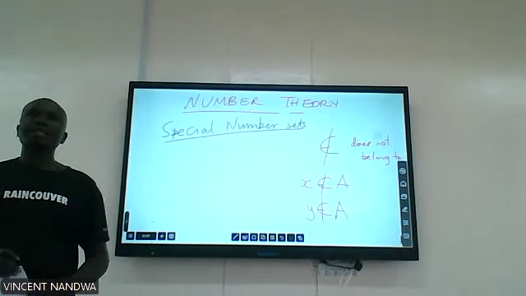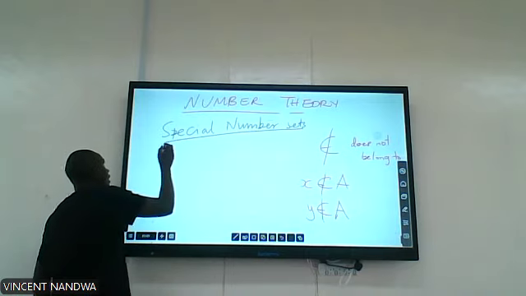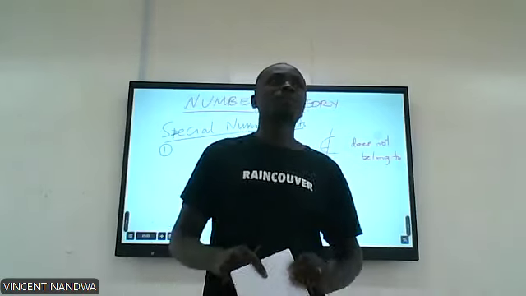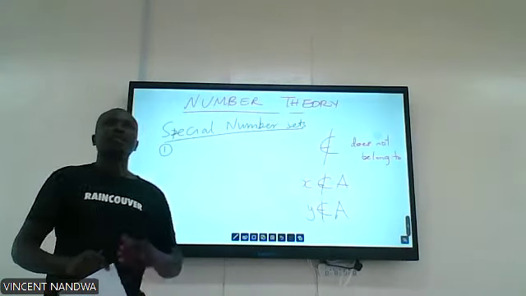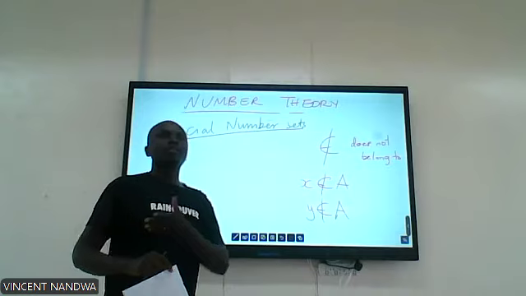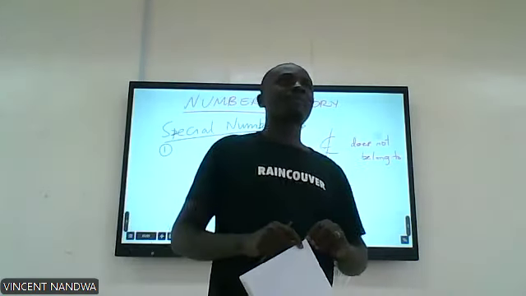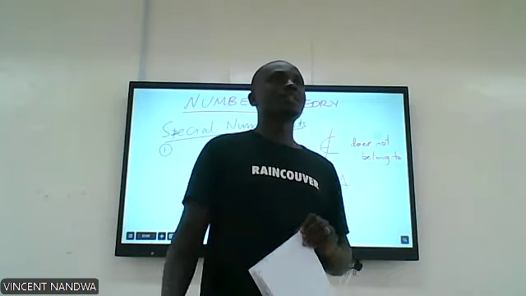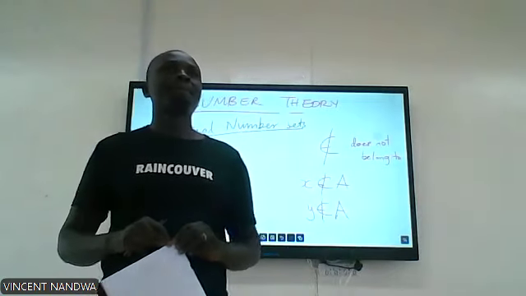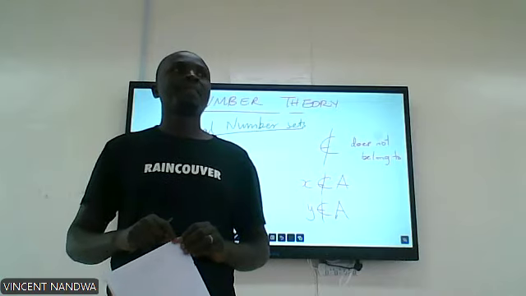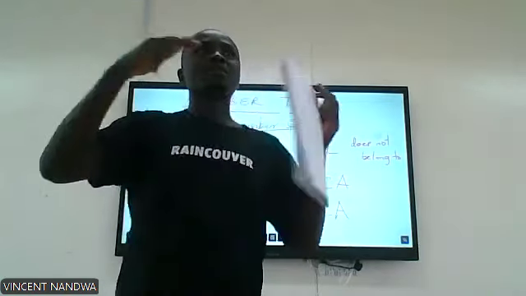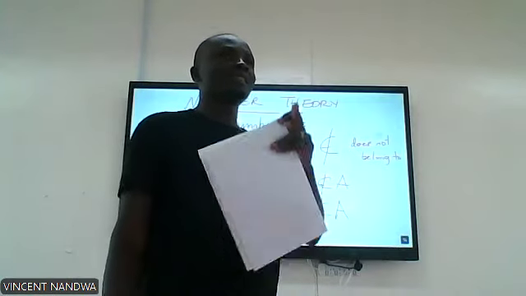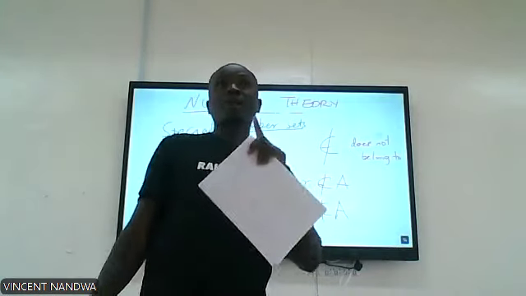Okay, special number sets. When we go to school, the first level in preschool, do we start counting from 1, 2, 3, or 0, 1, 2, 3? The first time we interact with numbers, do we start at 0 or at 1? We start from 1.